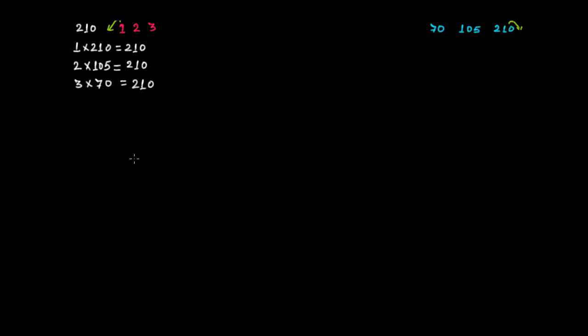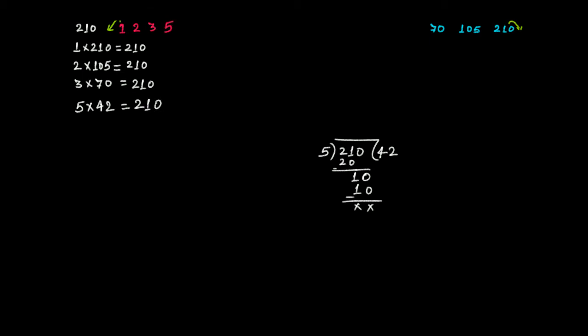What about 5? Is this number divisible by 5? Yes, this number will be divisible by 5 because it has 0 at its units place. And by how much? So 210 divided by 5. You will have 4, 5 are 20, this is 1 and then 0, this is 2 and then 1, 42. So 5 times 42 will be 210. So put 5 here and 42 here.